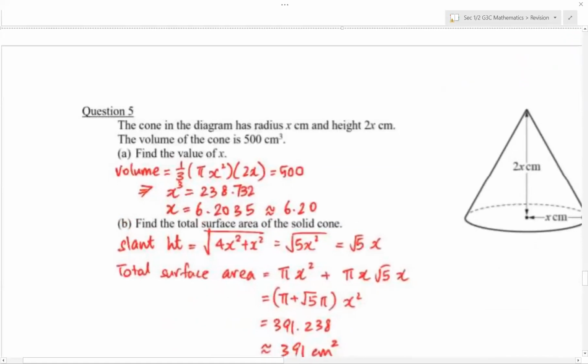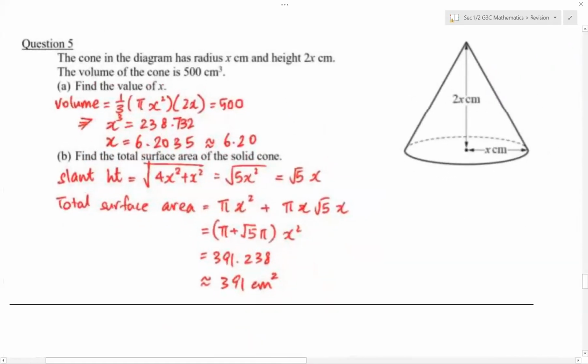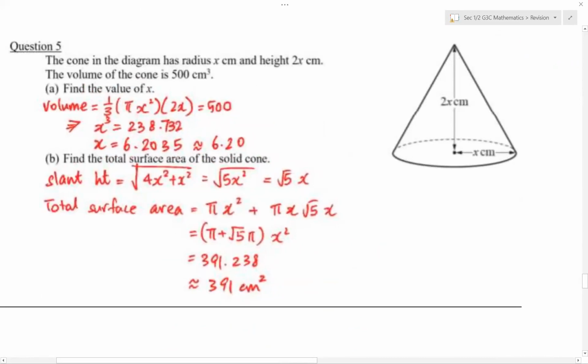Okay, now question 5. Cone in the diagram, radius x, height 2x. They don't tell you the radius. They don't tell you the height. But they tell you that they are related. The height is double the radius. What this means is that if the radius is 3, then the height is 6. If the radius is 50, the height is 100. Okay, so there's a relationship.